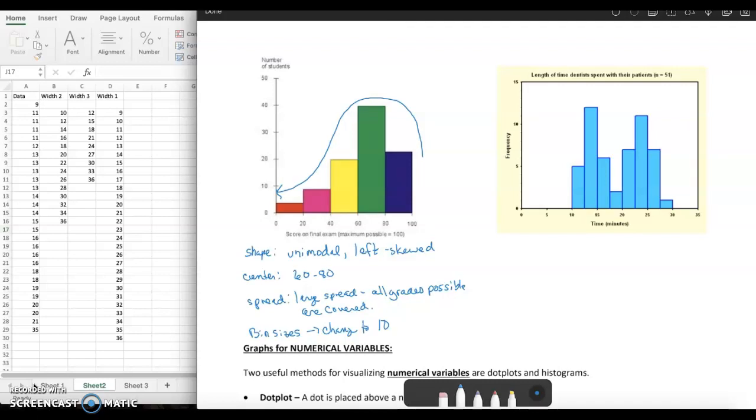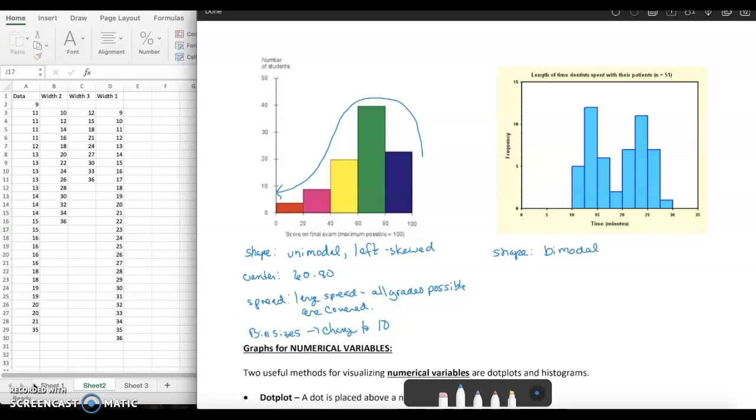Okay, so our last graph that we want to look at is we've got time in minutes across the x-axis and the frequency, and we are looking at the length of time dentists spent with their patients. So immediately when I look at the shape of this one, I see something different than what we've seen so far. I see a bimodal graph. I see two very distinct mounds to this.